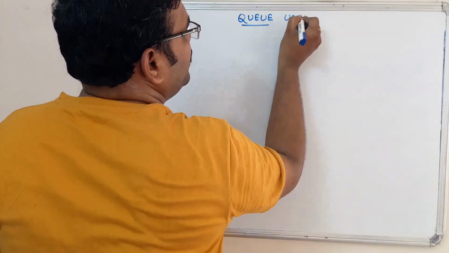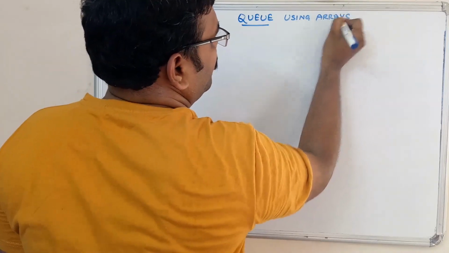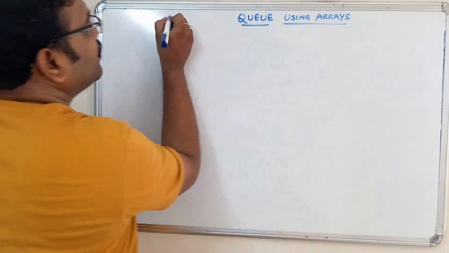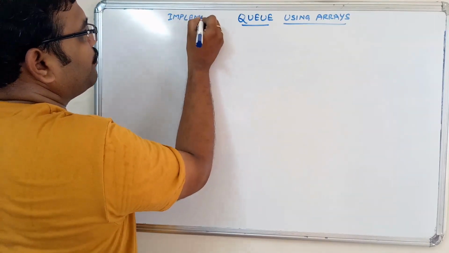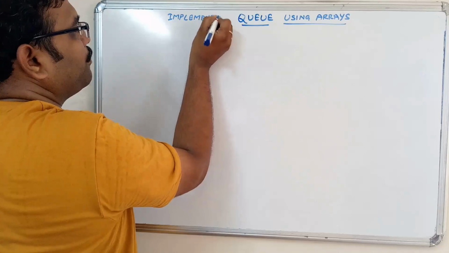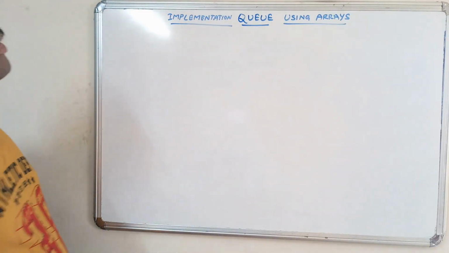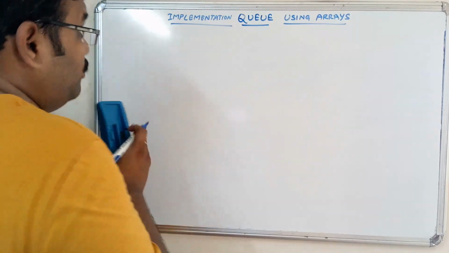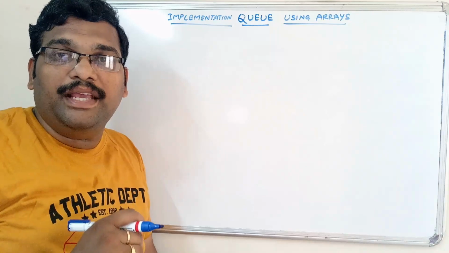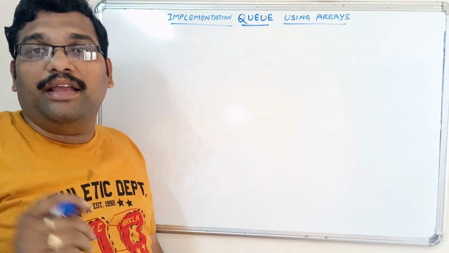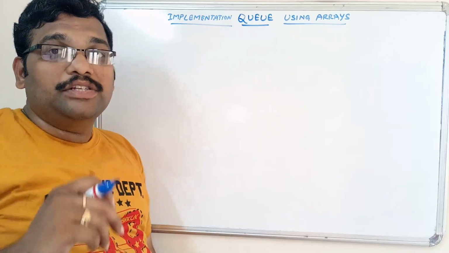Queue using arrays. Implementation of queue using arrays. Now see, initially the front and rear will be -1, and if you are inserting an element, then first rear should be updated, right? So let us see this.